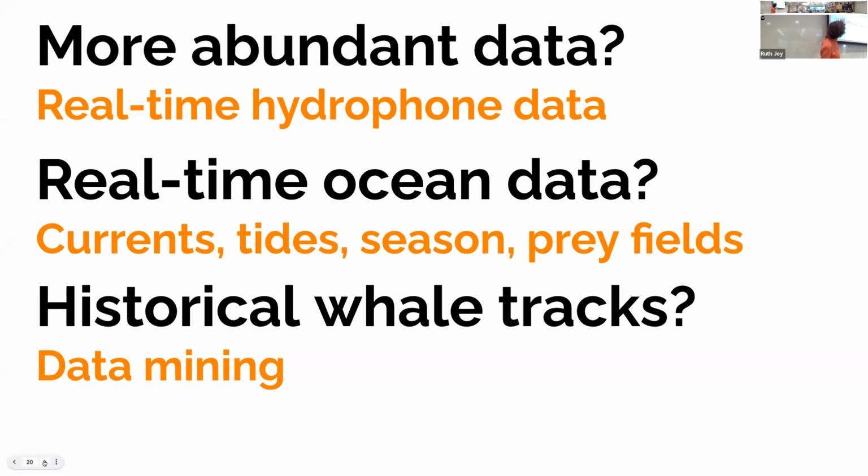So the first one, more abundant data, hydrophone data is where we're focusing for the next few years. There's other forms of data that are around that we haven't yet used, and I touched on them earlier. So currents, tide, season, prey fields would be great, although I'm not sure we can get to prey fields, but anything that whales are using to make decisions about where they voluntarily move. And then historical whale tracks.